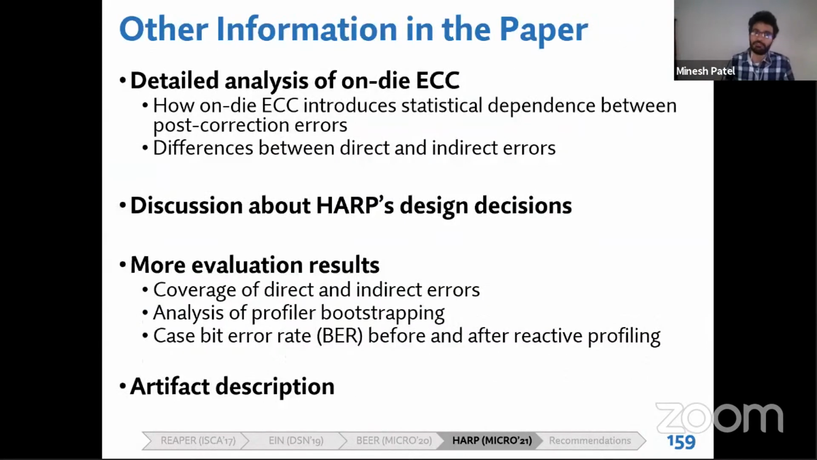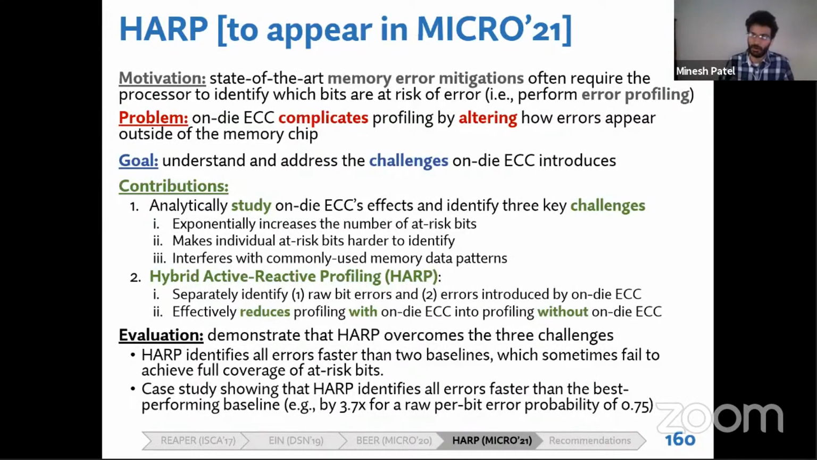Now, there's a wealth of other information in the paper that I didn't include in this talk here, including a detailed analysis of ONDA ECC and the derivation of direct and indirect errors. We have a discussion about HARP's design decisions. We have many more evaluation results related to coverage of both direct and indirect errors, an analysis of profile bootstrapping, and a case study which examines the bit error rate before and after reactive profiling. And finally, we have a discussion about the artifacts to reproduce the results in our paper. So I think here I will pause for questions. So please go ahead.